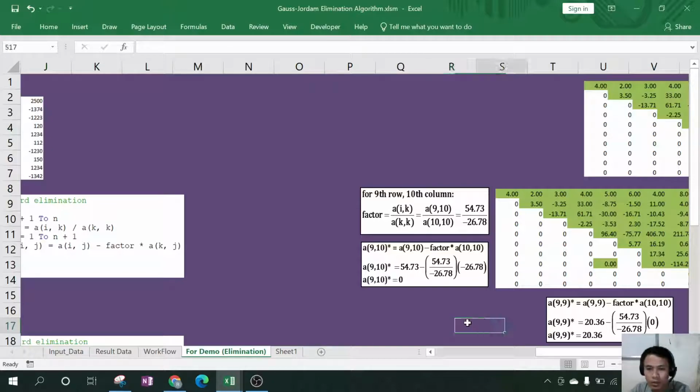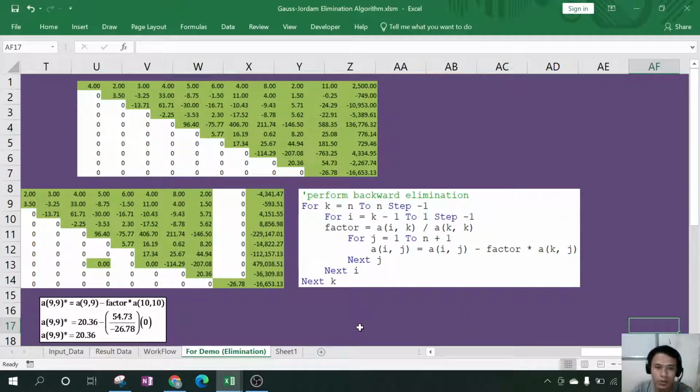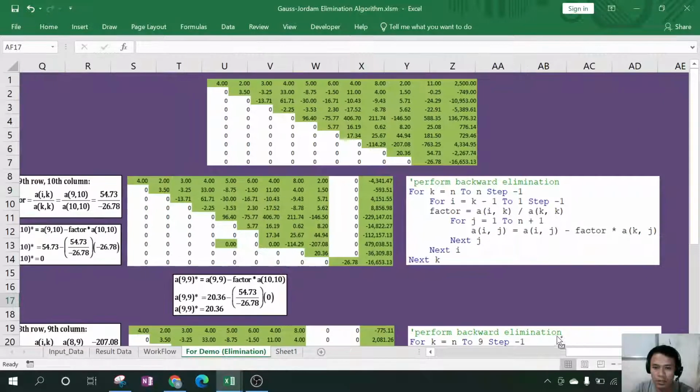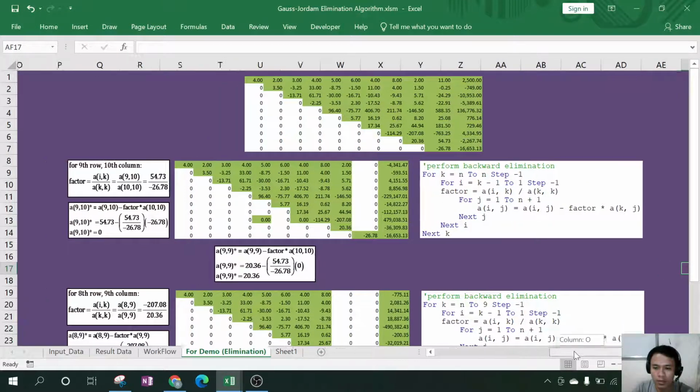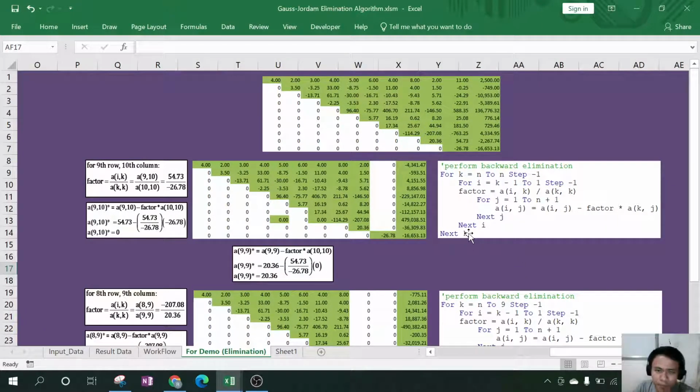Okay, so here, let me make this one clear. After reaching our goal, which is 0 in here, we already reduced the augmented matrix to this form. Now we want the other side to be 0 also, we want the upper side to be 0. So what we're going to do is to make a code for a backward elimination.